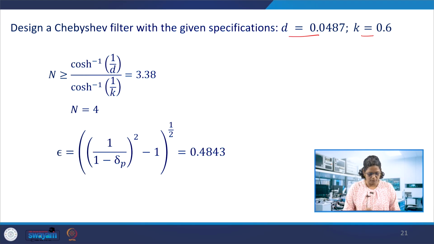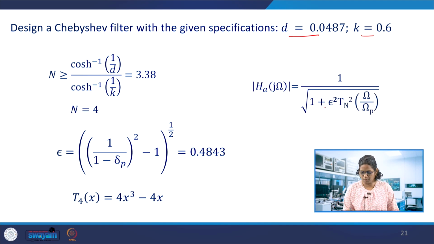Epsilon, which is related to the passband, you can find from the expression square root of 1 by del p square minus 1, which gives 0.4843. If we have this epsilon in the expression of the Chebyshev filter, we can substitute over here. And how do we find this function, that Chebyshev polynomial, which is the denominator polynomial of the filter? Here n we get is 4. So T4(x) equals 8x^4 minus 8x^2 plus 1.